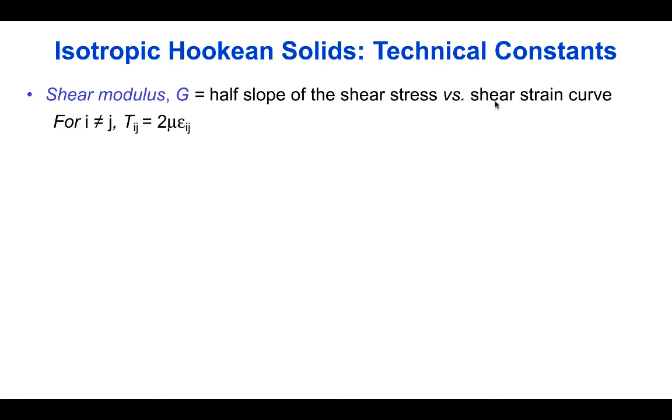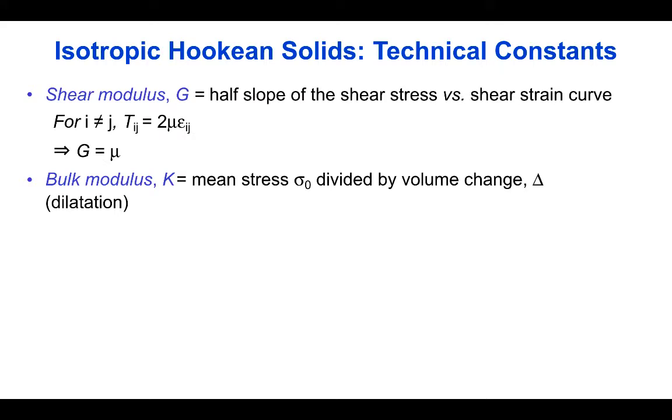Now, if we take the constitutive law for the case when i is not equal to j, in other words, when we have shear, then Tij is equal to 2 mu times epsilon ij. That means that G and mu are the same because the slope of the shear stress versus the shear strain is 2 times mu. So half the slope is mu. So in this case, the Lamé constant mu is the technical constant. It is the shear modulus G.